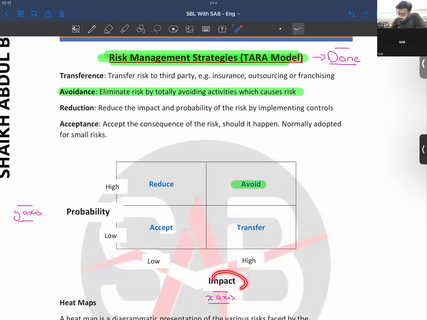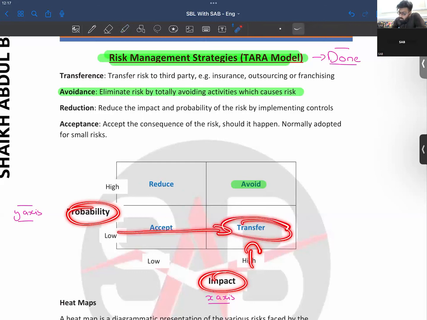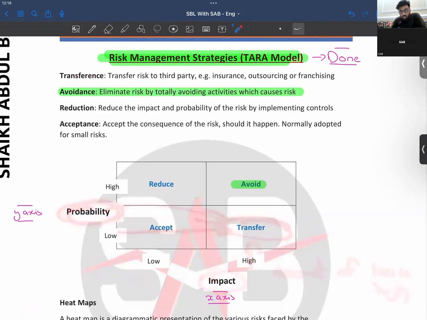Similarly, if the impact of the risk is high but the probability of the risk is low, that means the amount of loss is high but the probability is low. So what are you going to do? You're going to transfer that risk. Transferring means you should insure yourself, franchise out, or just get your risk covered, probably get your insurance done.